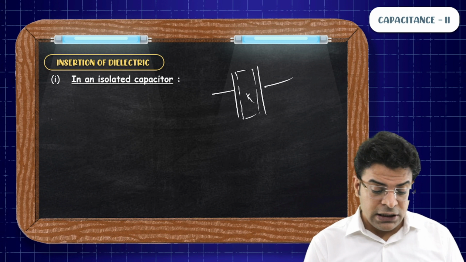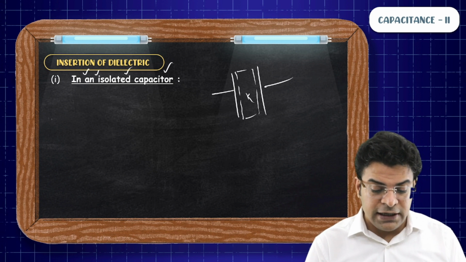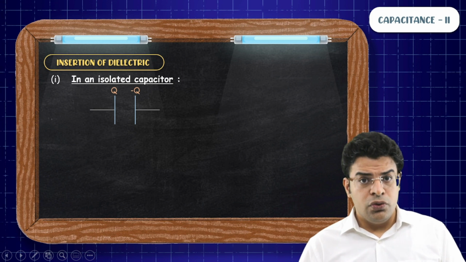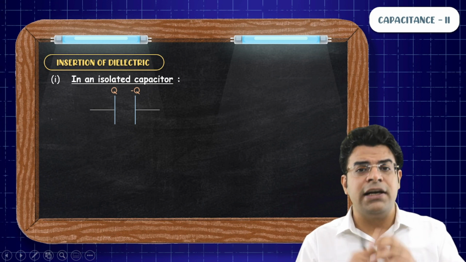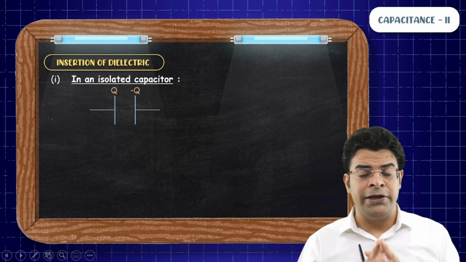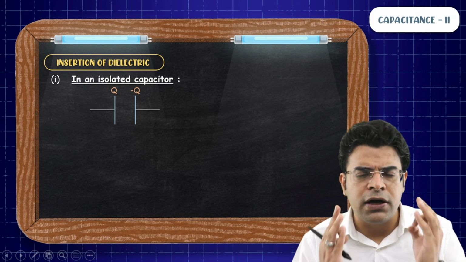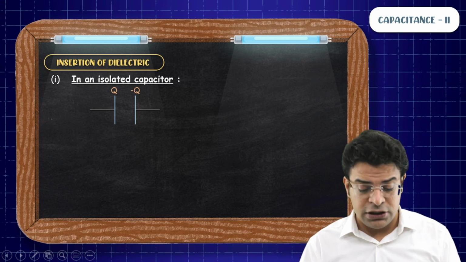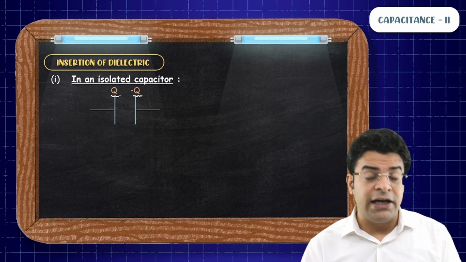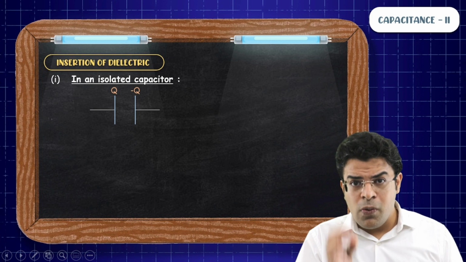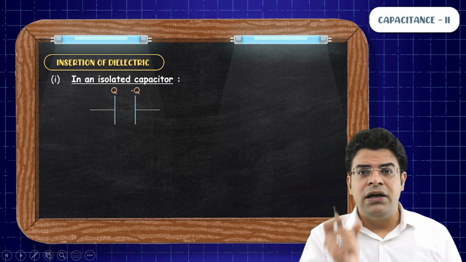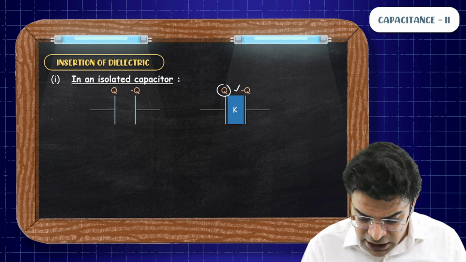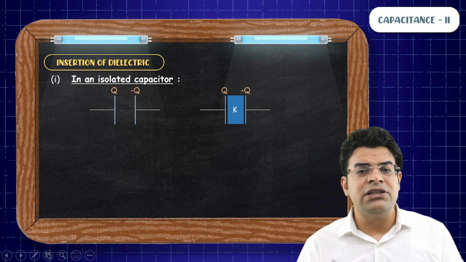The first case is when you have an isolated capacitor. In case of an isolated capacitor, it is not at all connected to anything. If it is not at all connected to anything, the charge can't flow. So for an isolated capacitor, the charge on the capacitor plates remains constant. Now once you fill up a dielectric between the plates, the charge on the plates won't change because it's isolated.